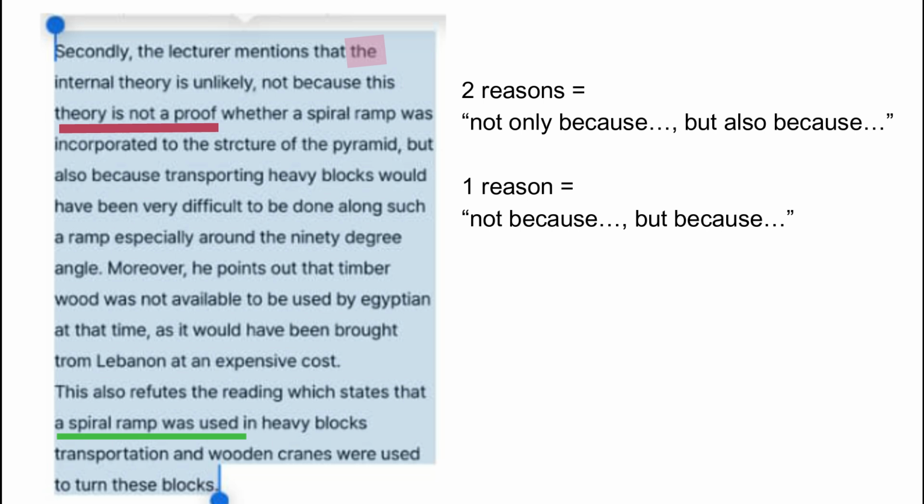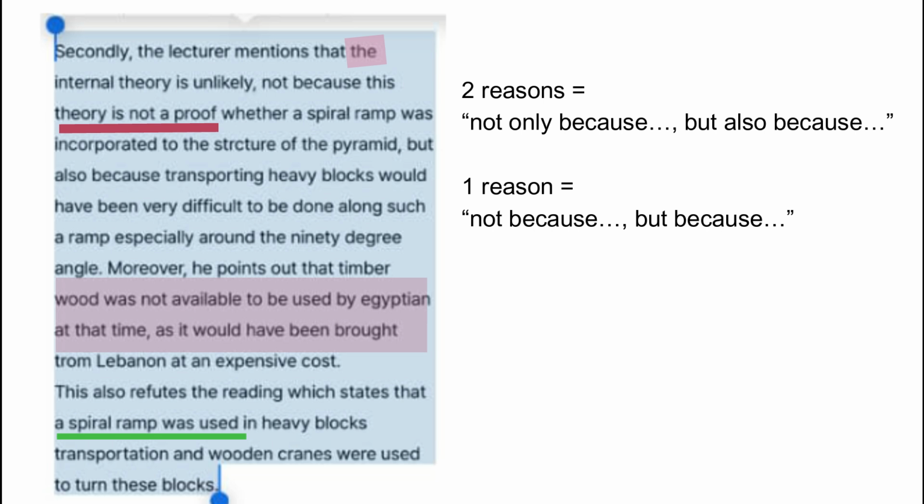Especially, this theory is not a proof, does not make any sense. Also, this sentence is not good. Timber wood was not available to be used by Egyptians at that time, as it would have been brought from Lebanon at an expensive cost. This sentence is not logical.